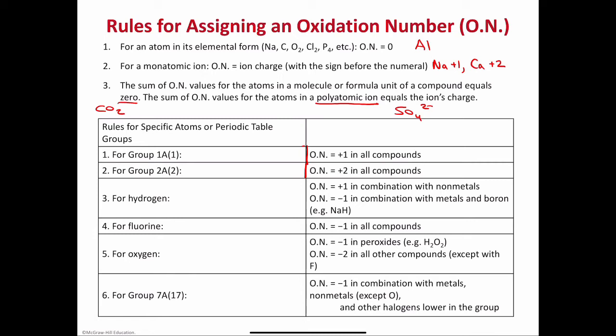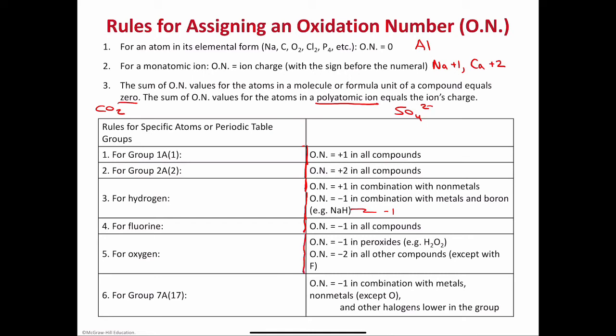For hydrogen, in most compounds you're going to see that hydrogen has an oxidation number of +1 when it combines with nonmetals. An exception would be when hydrogen combines with a metal or boron, then it's going to have an oxidation number of -1. So for example, in sodium hydride, sodium has an oxidation number of +1, whereas hydride has the oxidation number of -1. Fluorine, again, kind of easy to remember, it's -1 in all compounds.